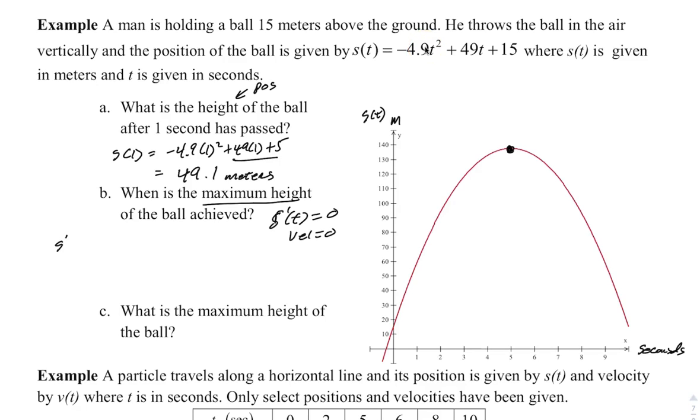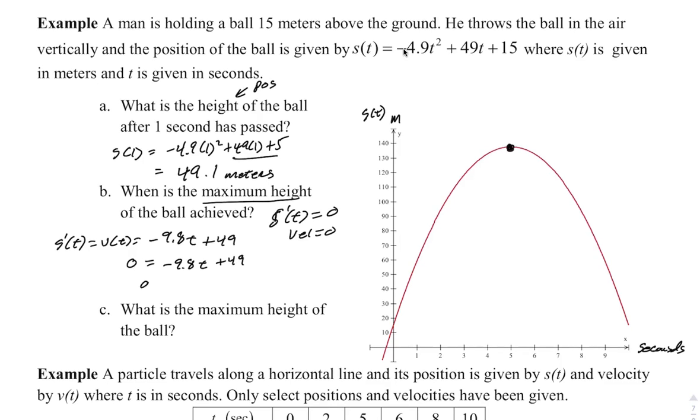So S prime of t, which equals the velocity. We're taking a derivative, so we're going to bring the 2 down, subtract 1 off. That's negative 9.8t plus 49. Now we want to set that equal to 0, because when we hit our max height for a split second, we're not moving. Then it's just mathematics. Let's solve this.